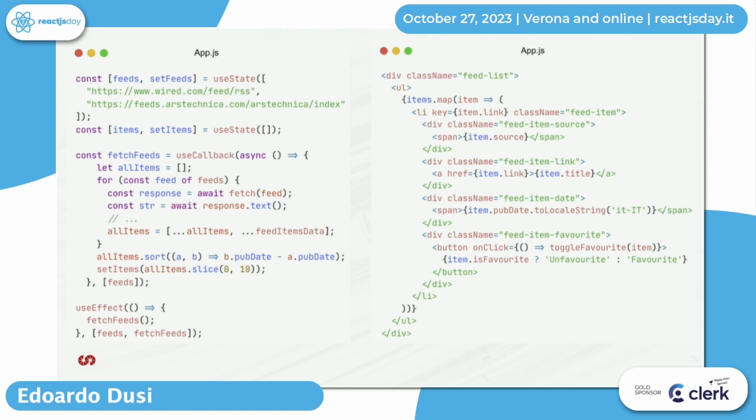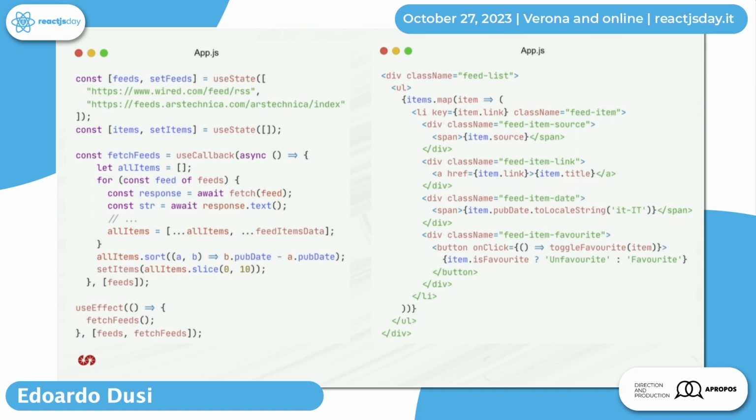We can see that we are calling a function, a callback, fetchFeeds, because we want to fetch the content of our feeds, but only when one of the dependencies changes. So for example, we have feeds here, which is our feed state, the list of our feeds, and fetchFeeds. Well, fetchFeeds is a function, so it will never change. But feeds will change. So when feeds changes, the content of the useEffect will get called.